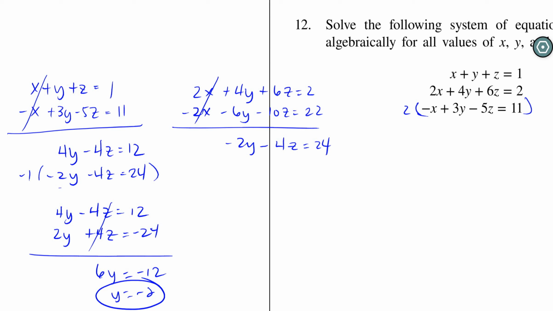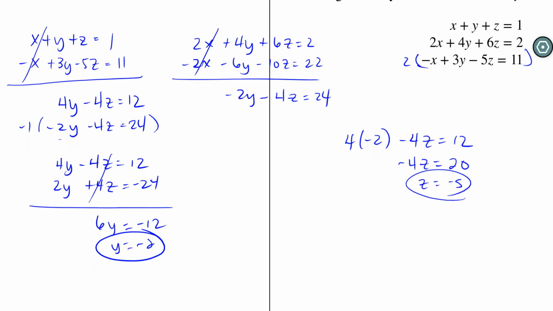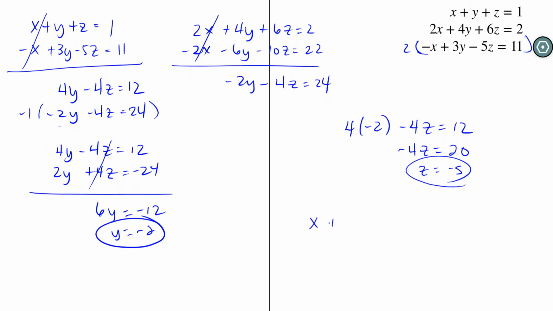Once I know y is equal to negative 2, I could say 4 times negative 2 minus 4z equals 12. Solve for z. So that's going to become negative 4z equals 20. So z equals negative 5. Then once I know that, I can find the x value by saying x plus negative 2 plus negative 5 equals 1. So then this is x minus 7 equals 1, or x equals 8.